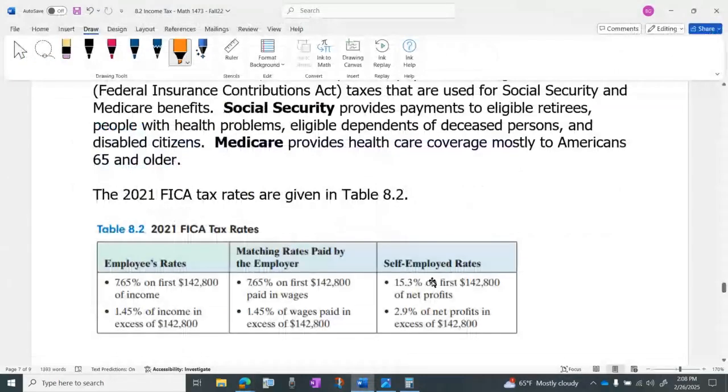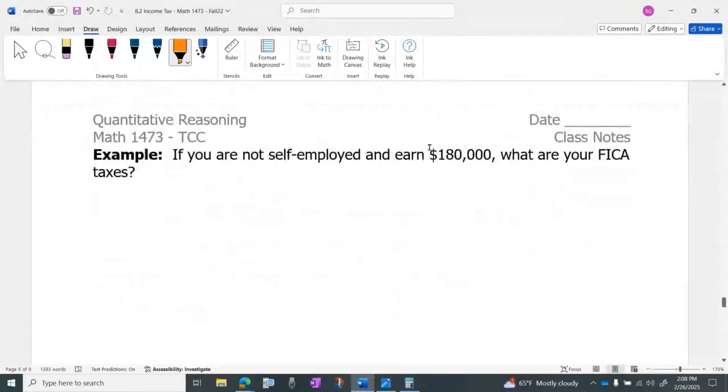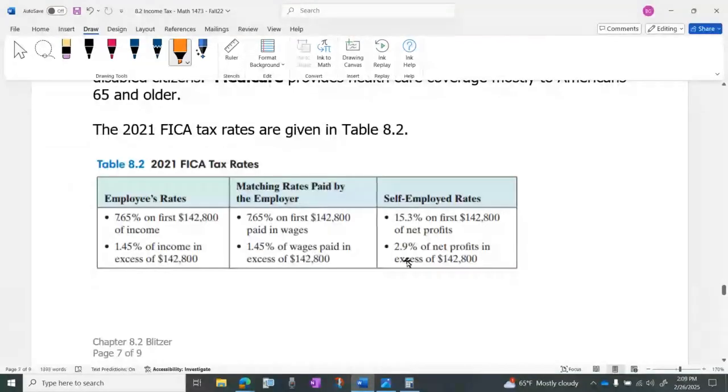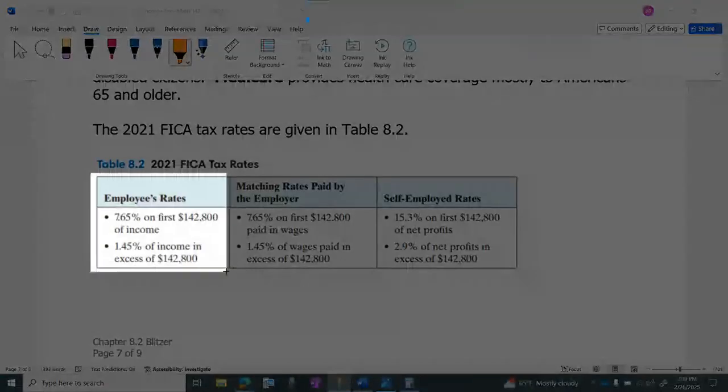All right, let's find a problem regarding FICA. If you are not self-employed and earn $180,000, what are your FICA taxes? In this table, we have 3 columns. The first column is the employee's rate, if you are employed. This is what your employer pays. This is what a self-employed person pays. Since this person is not self-employed, we only need the first column, and the employer matches whatever he pays. So we only need to look at the first column.